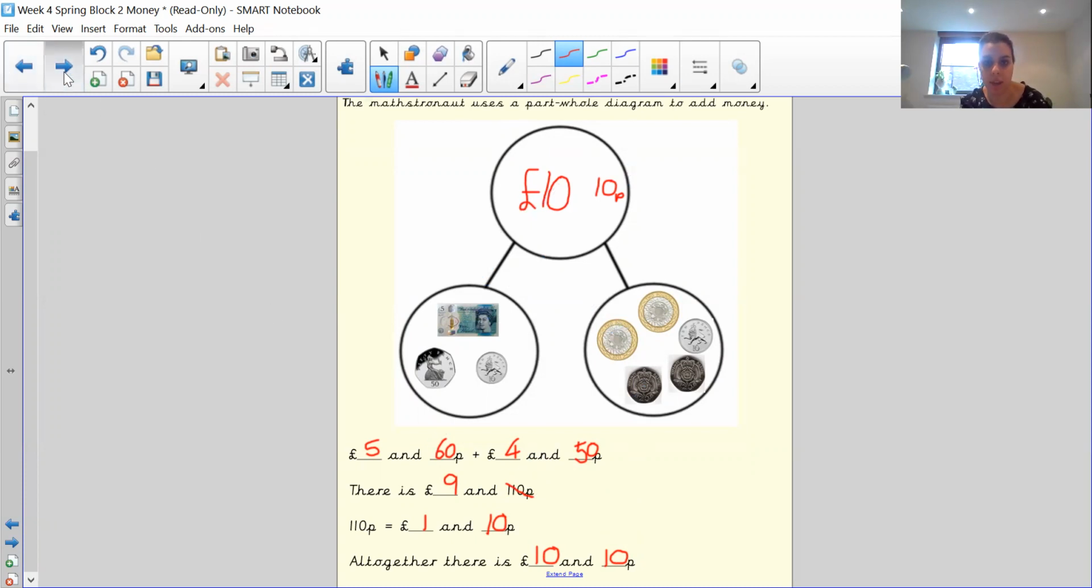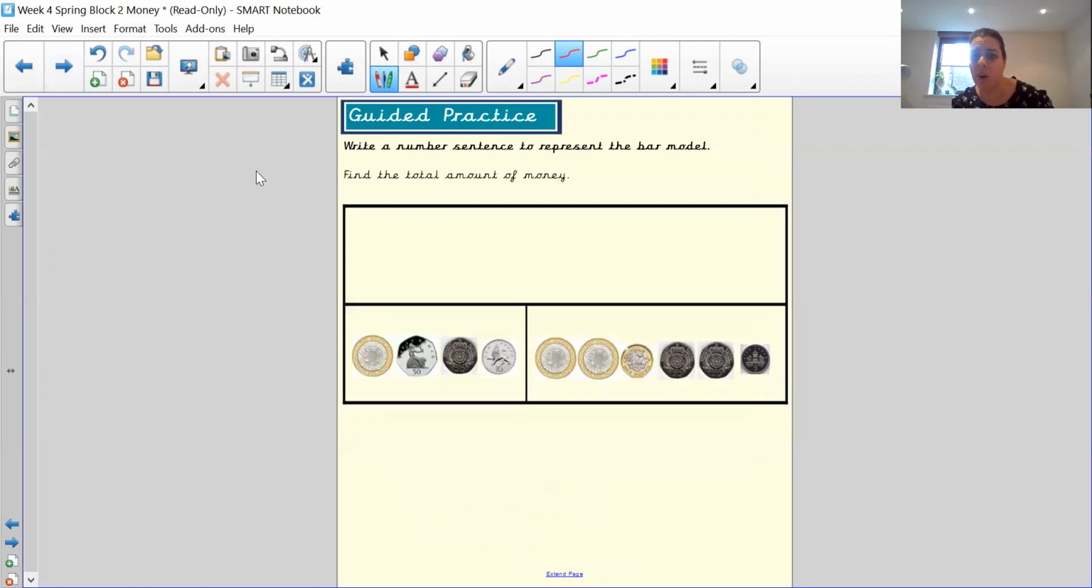Let's have a look at the next section. Okay, so now we've got a bar model, and our bar model says, write a number sentence to represent the bar model. Find the total amount of money.